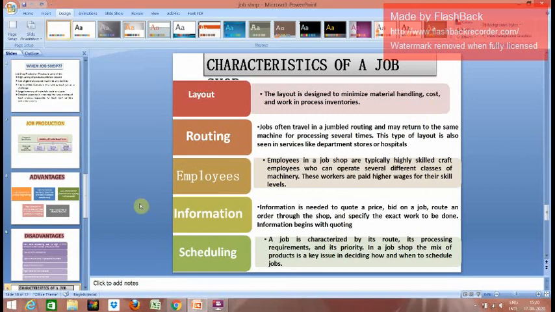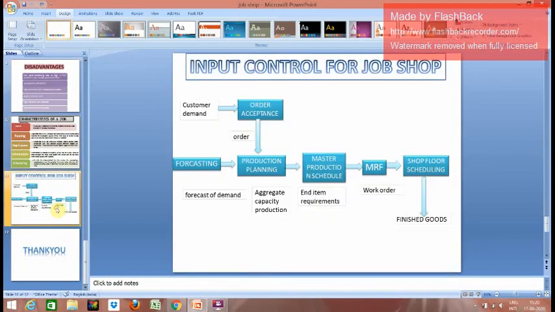The last thing here, I'm just showing you how the input control of the job shop is done. The customer has to demand what he wants to get. Then the order has to be accepted at the floor level. Then it has to be forecasted. When is the demand? How much should the demand be? And what should the supply be according to the demand? Then it has to go to production planning.